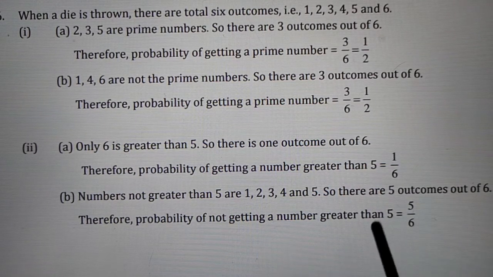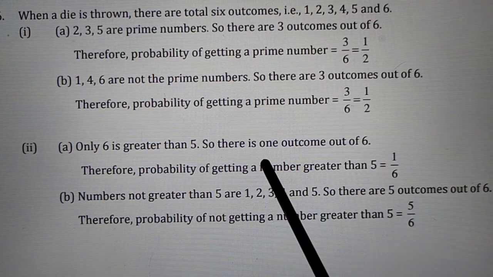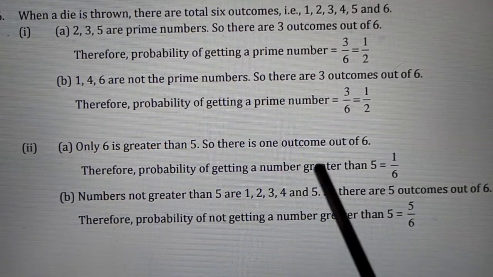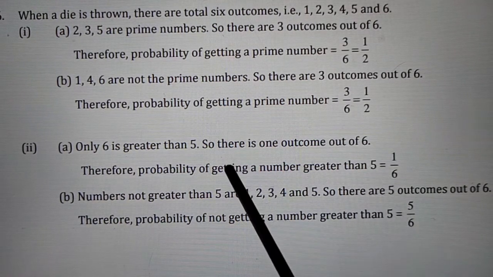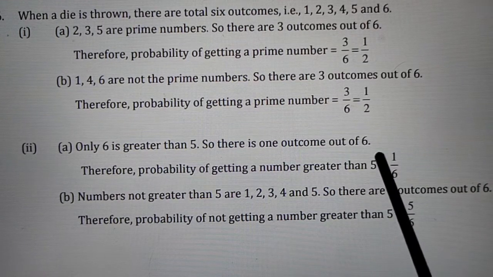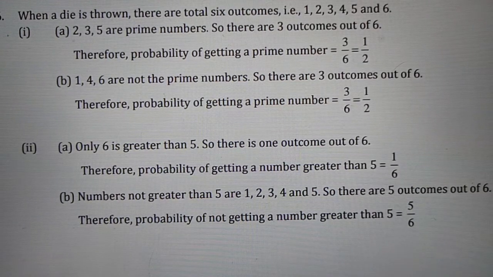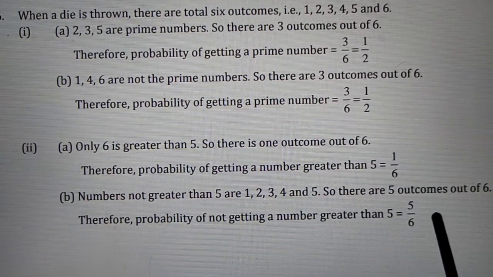The next question. Now, which number is greater than 5? Only 6 is greater than 5. So the favorable outcome is 6. That is one outcome, one number. And the total outcomes are 6. Possibilities are 6, favorable is 1. So the probability is 1 by 6. And the numbers which are not greater than 5 are 1, 2, 3, 4, 5. So there are 5 favorable outcomes and the total is 6. The probability is 5 by 6. So in this way you can find out the probabilities.